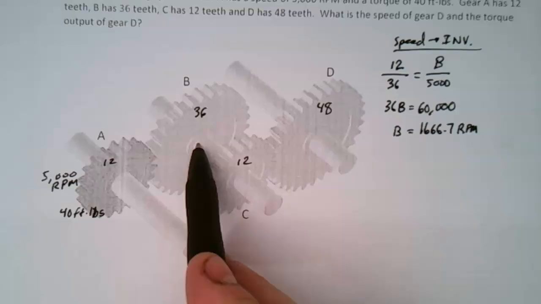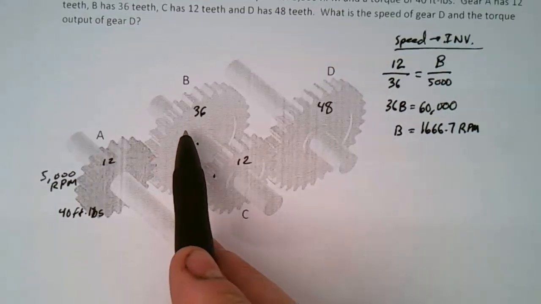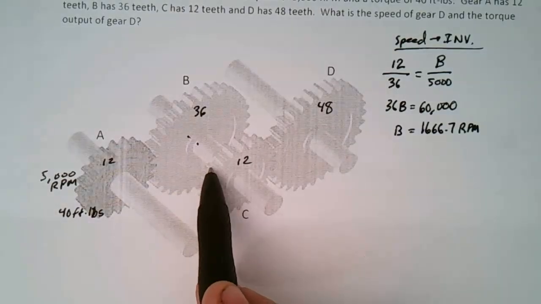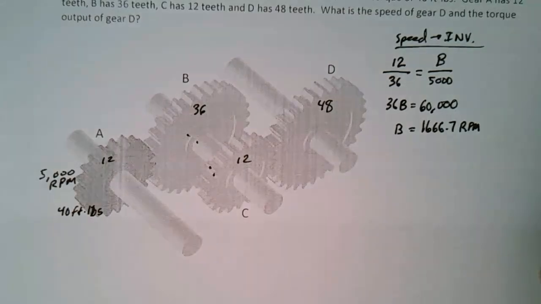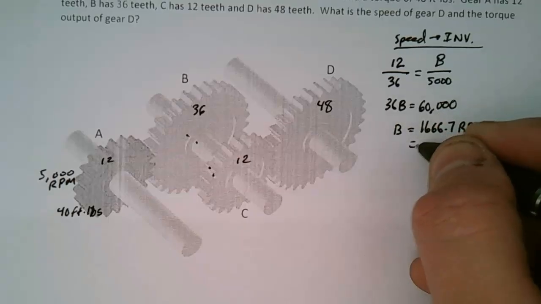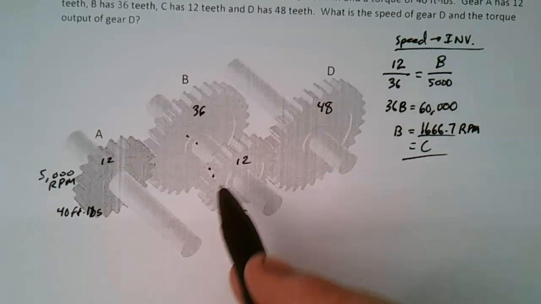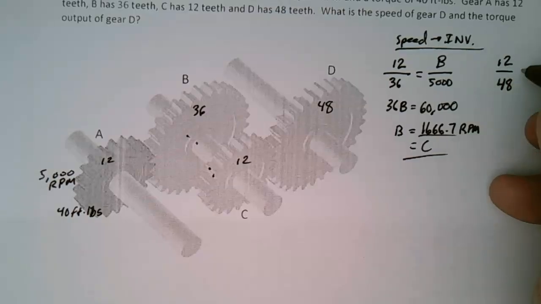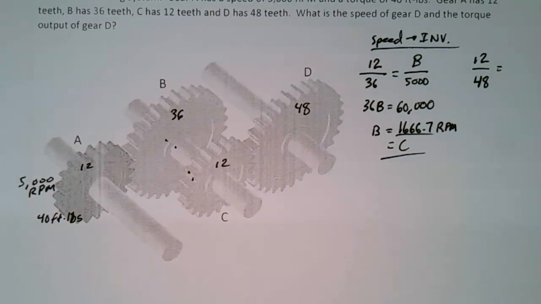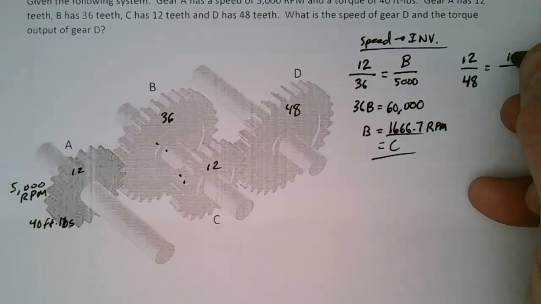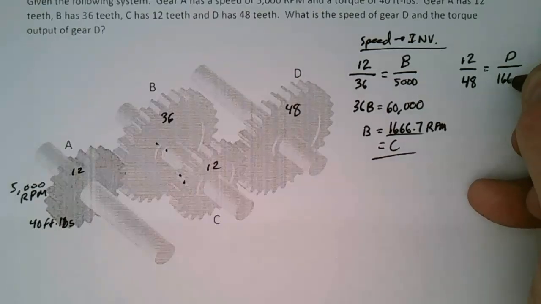And since B and C are on the same shaft, if this is spinning 1666 RPM, this is spinning 1666 RPM. So what that means is that's also equal to C. Okay, so that's how fast C is spinning. Now I'm going to set up another inverse proportion. I'm going to say C over D equals, and remember, if I do C over D and it's an inverse proportion, this side has to be D over C.